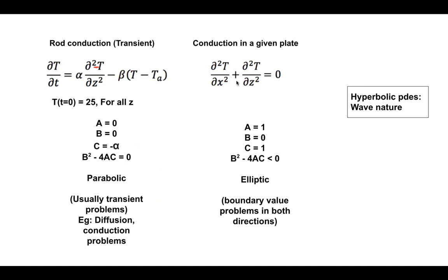Do I have mixed terms? That is, do I have ∂x ∂y? So in our case, it will be ∂x ∂z. Do I have a mixed term like that? No, I don't have. So I say b is equal to 0.